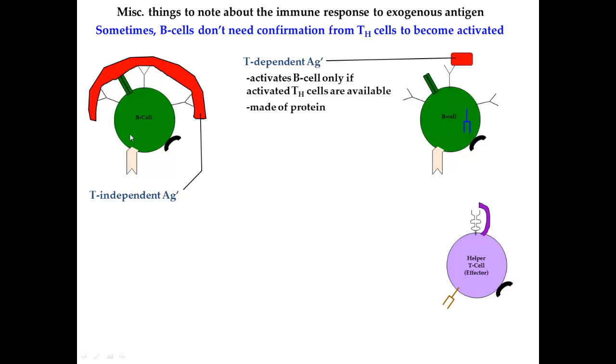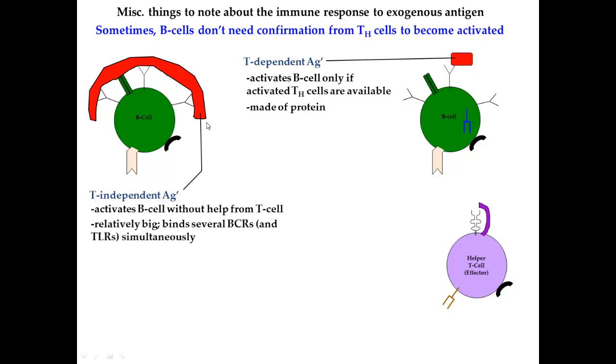These antigens, on the other hand, are called T-independent antigens because they can activate B cells without any help from a helper T cell. They tend to be relatively big and are capable of binding to several B cell receptors and toll-like receptors simultaneously. Molecules that are big and bulky like this, that have these types of repetitive sequences, tend to be made of lipids and carbohydrates.